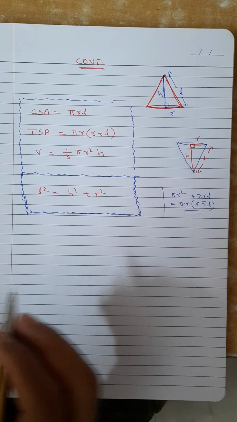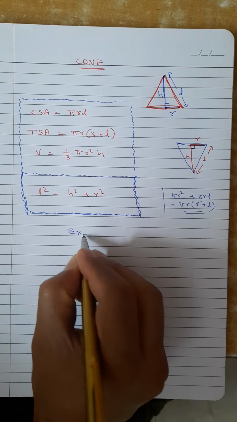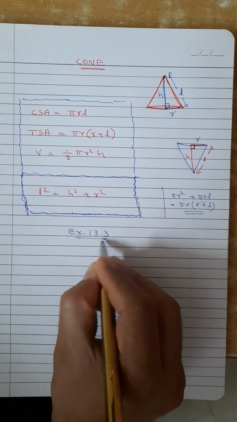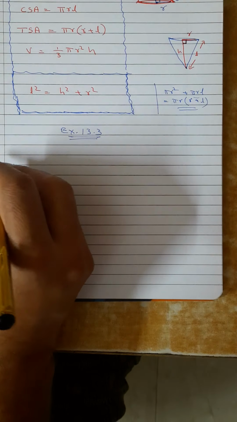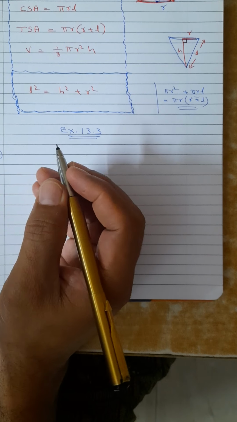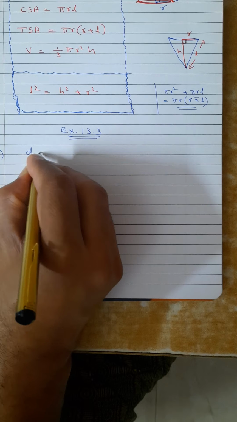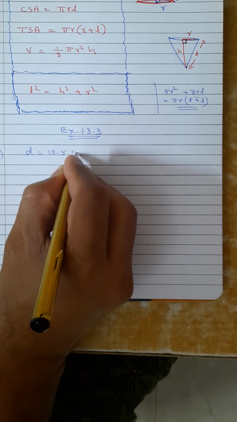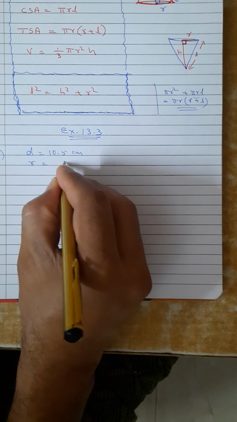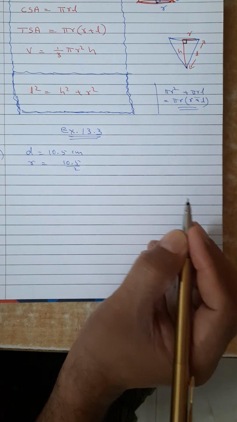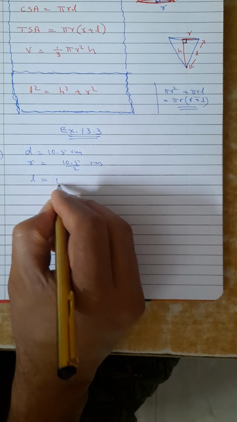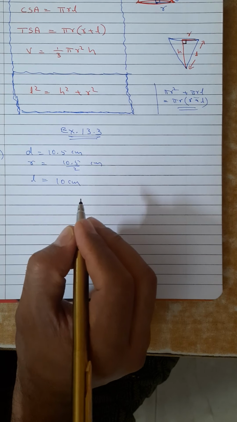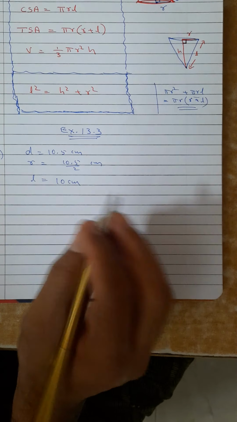Okay. Now we will go to the exercise. Exercise 13.3, first question. The diameter of the base of a cone is 10.5 centimeter. Therefore, the radius is 10.5 upon 2. The slant height L is 10 centimeter. The question is to find the curved surface area, CSA.